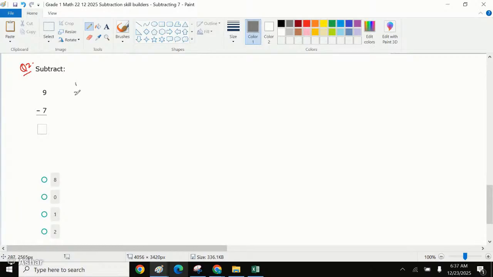We can write 1, 2, 3, 4, 5, 6, 7, 8, and 9. We will stop at 9 because this is 9 minus 7, right? So the maximum number is 9. Now let's start removing 7 numbers from it. 1, 2, 3, 4, 5, 6, and 7. So we are left with 2 numbers. 9 minus 7 is 2.